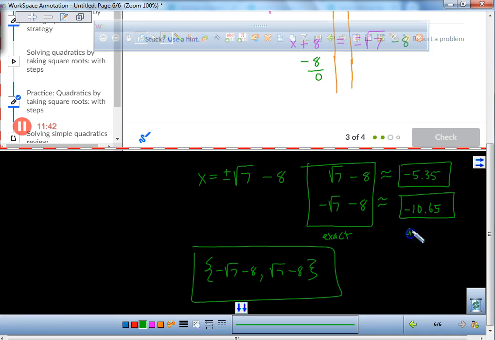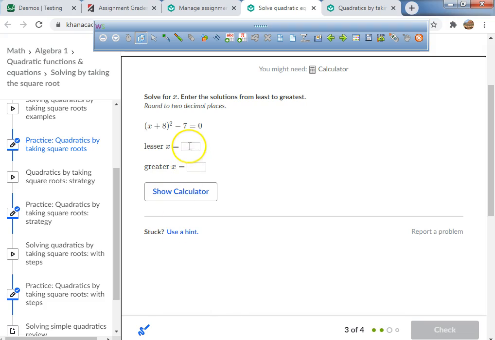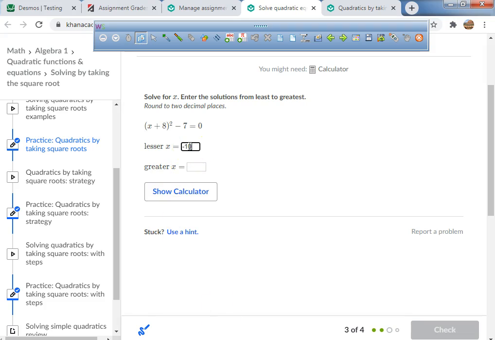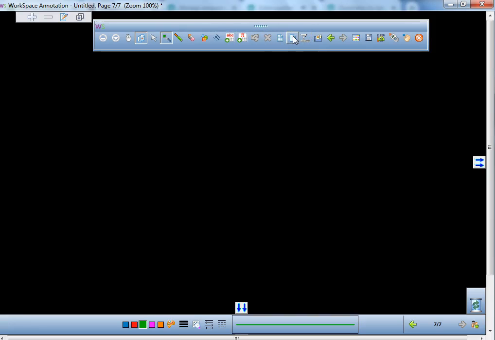Here, we're just trying to find what's called the approximate answers. All right, so I'm going to type these in, negative 10.65 and negative 5.35. Negative 10.65, and what was the other one? Negative 5.35.